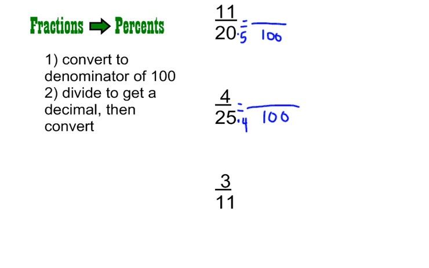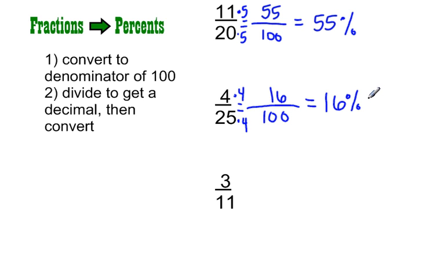So that's what we're going to end up doing down here. Before we do that, let's go ahead and finish these problems up here. If I multiplied by 5 on the bottom, I'm going to do the same on the top. 55 out of 100, which as a percent is 55%. And I had to multiply by 4 on the bottom. I'll multiply by 4 on the top. That will give me a 16. That is a 16%.